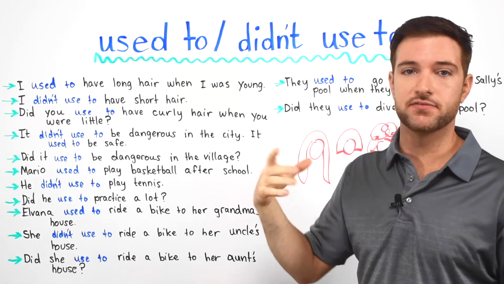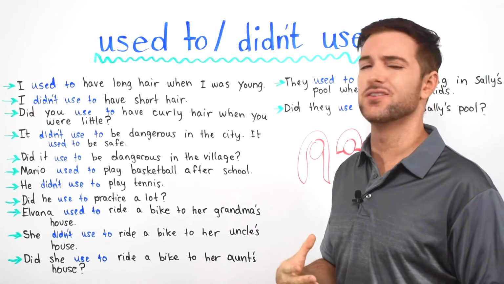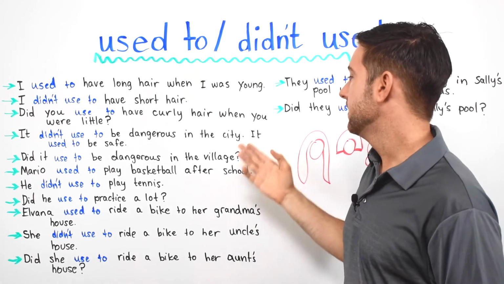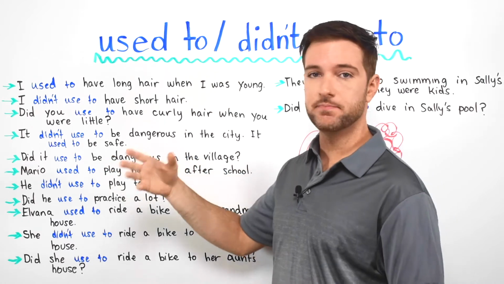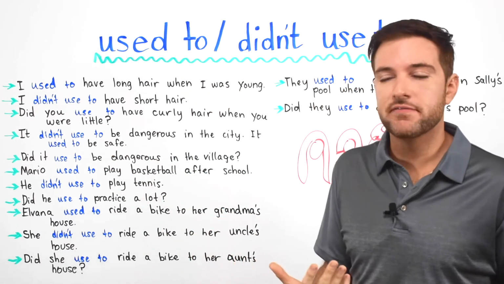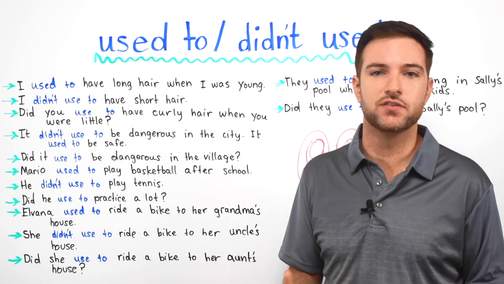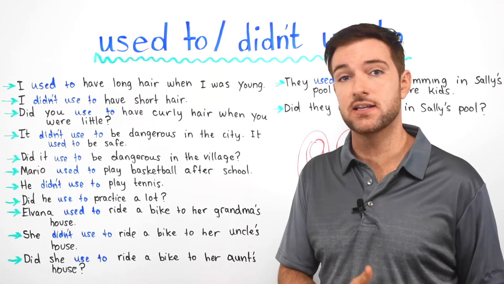Dangerous is when there's a lot of crime, maybe there's a lot of kidnappings or thieves or something like this. But it used to be safe, meaning you could go out and you can feel confident that nothing will happen to you, okay? You feel safe. Nobody's gonna hurt you. Nobody's gonna take anything from you.